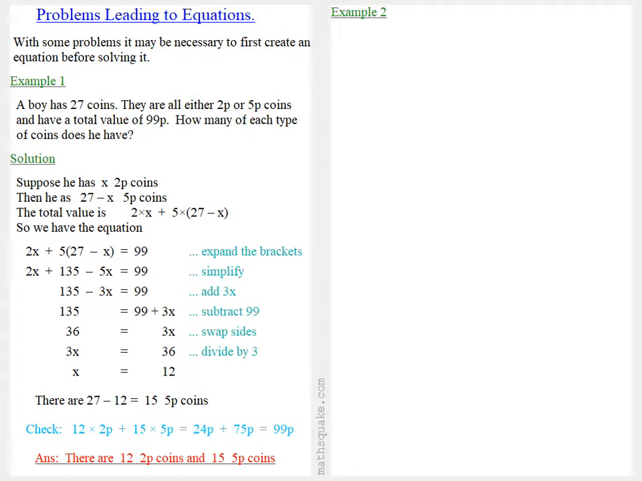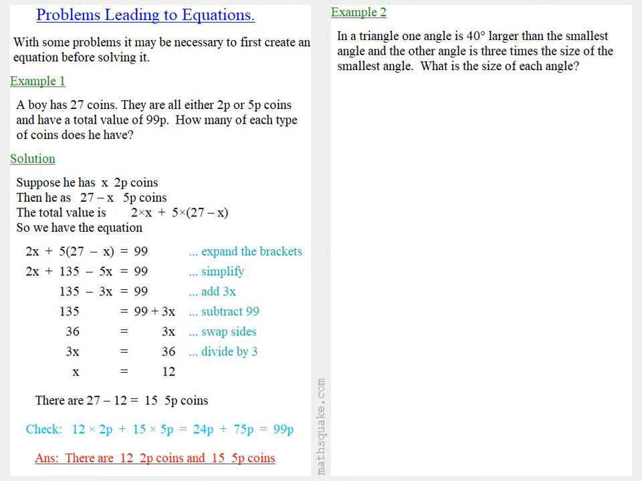Let's have a look at another example. In a triangle, one angle is 40 degrees larger than the smallest angle, and the other angle is 3 times the size of the smallest angle. What is the size of each angle?